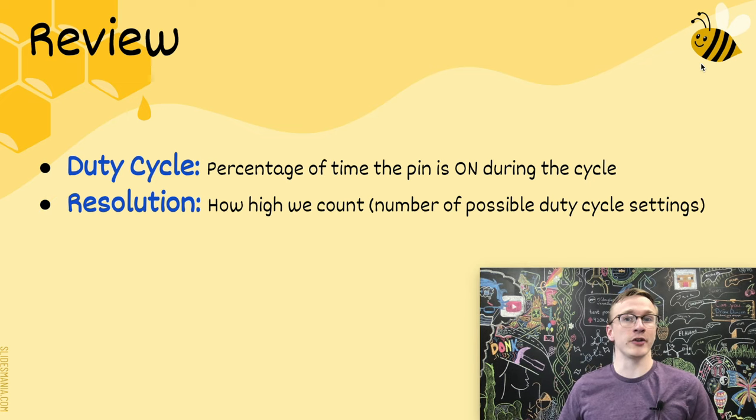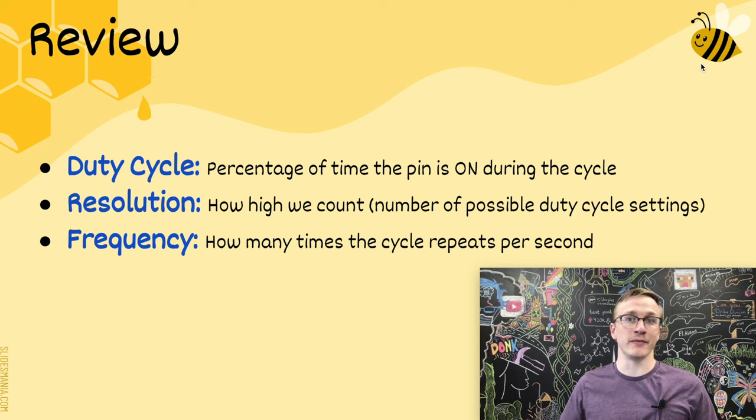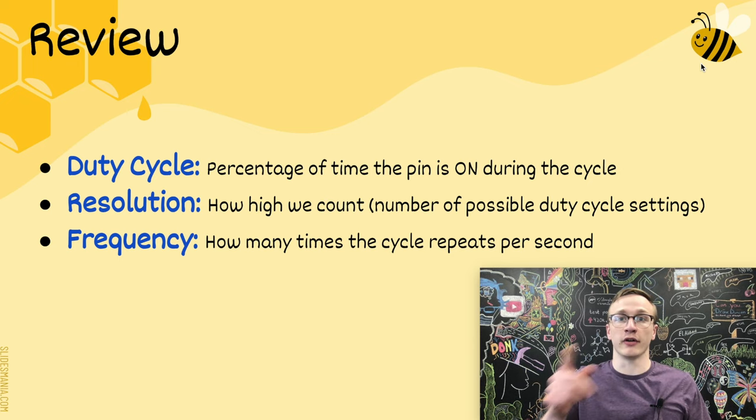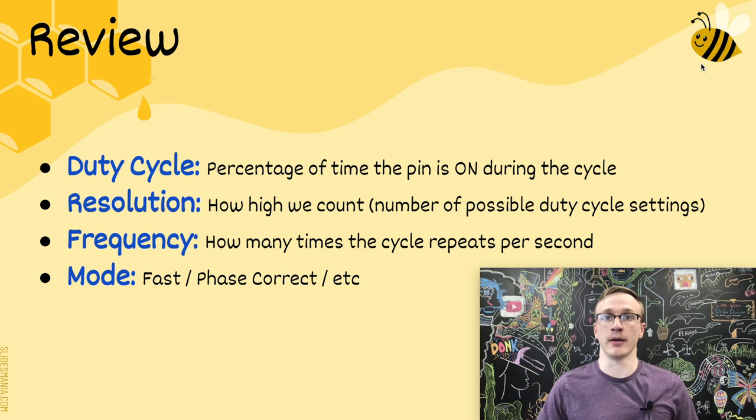Next we have resolution. Resolution is the number that we count up to. This affects how granular we can make our duty cycle. If our resolution is small, we can run really fast. But if we have a big resolution, it takes a lot longer. And this directly affects the frequency, which is how many times we start this cycle over every second. One other buzzword that I'm not going to cover in this video is mode. The only thing worth mentioning is that this video has been focusing on something called fast PWM.